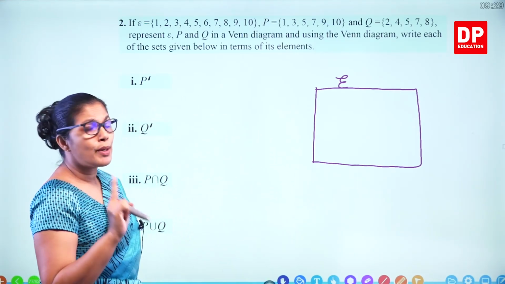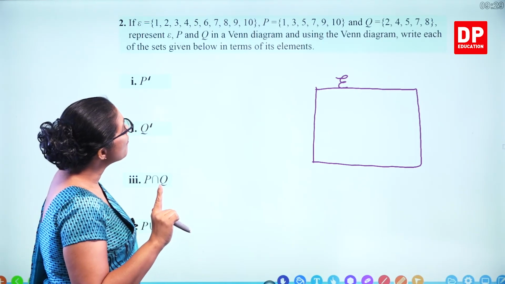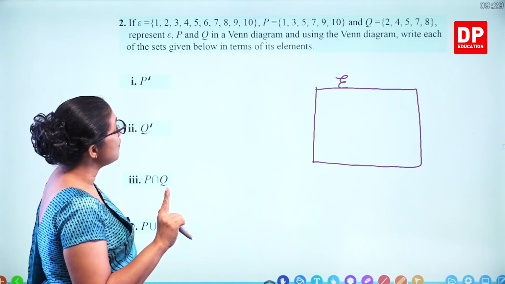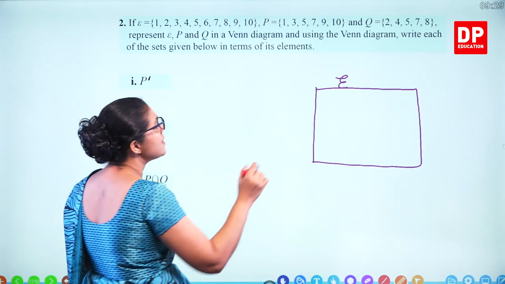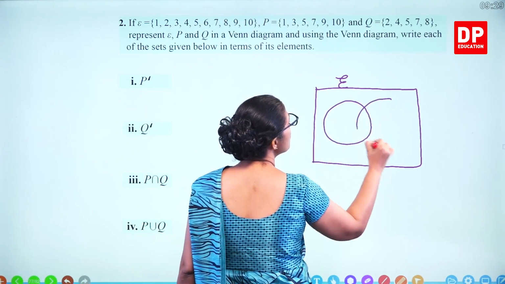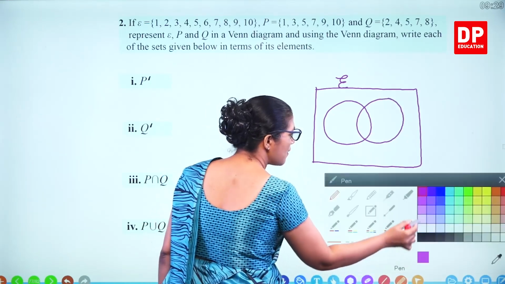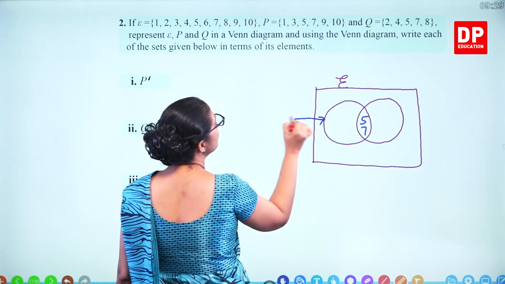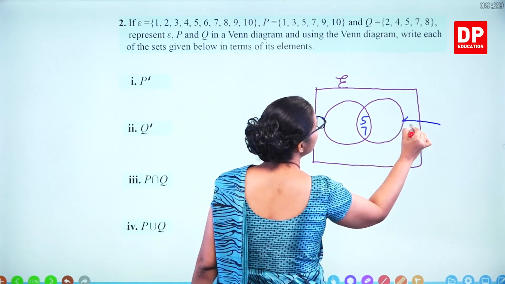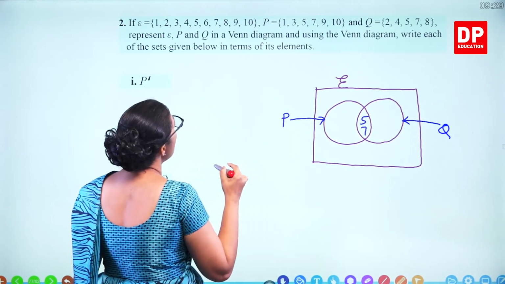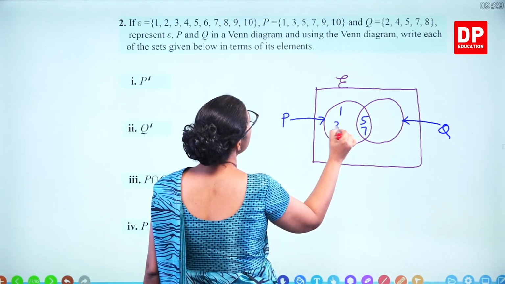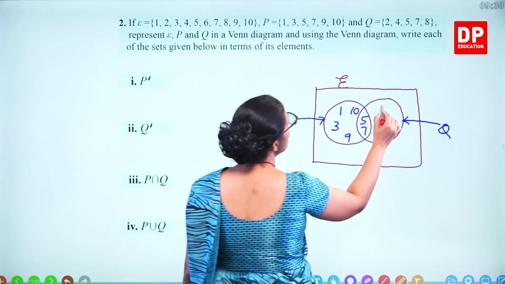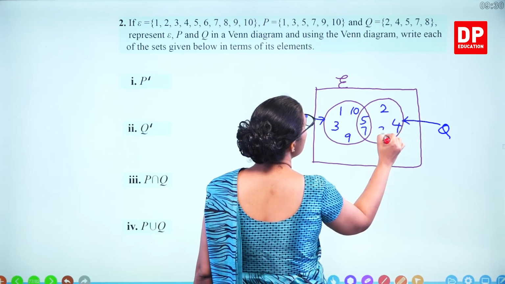Now first of all look at the numbers and see whether there are common ones. 1, 3, 5. 5 is common, 7 is common. So when you are drawing the two circles, you have to put 5 and 7 inside. So this is P and this is Q. Now we'll put the numbers. P is 1, 3, 5, 7, 9, 10. What's Q? 2, 4, 5, 7, 8.